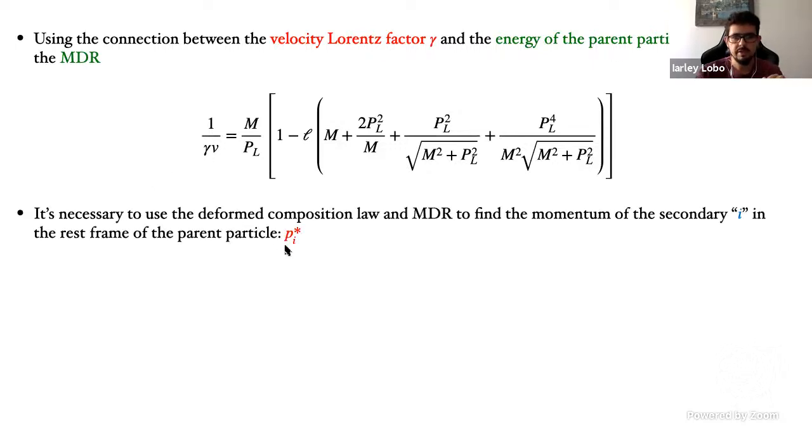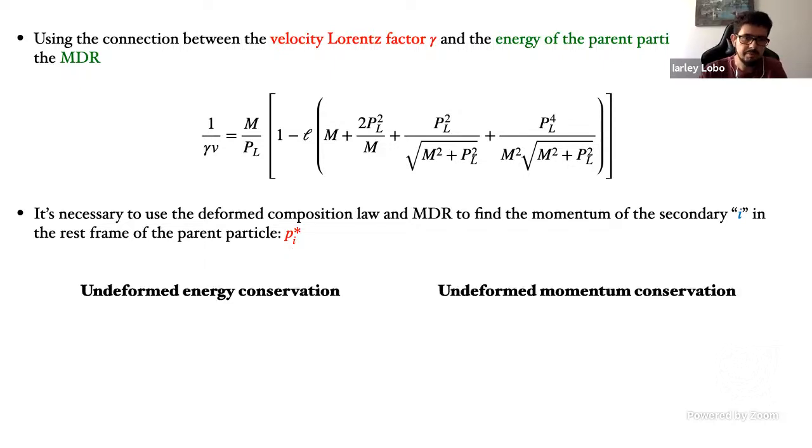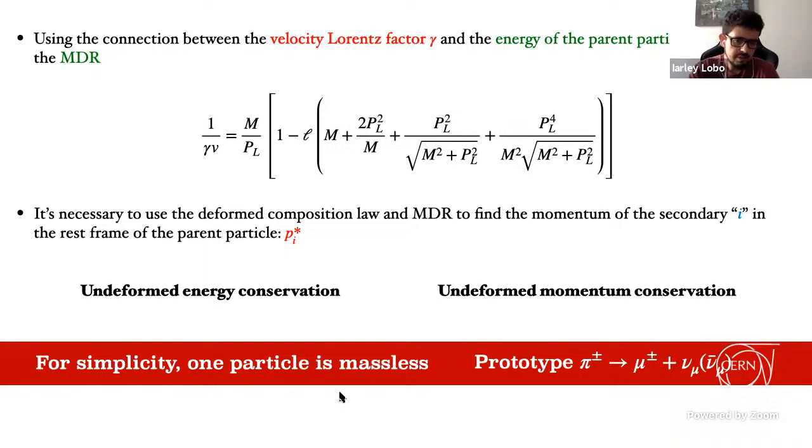Then one needs to find the momentum of each of the secondary particles in the rest frame of the parent particle. So one uses the modified composition law to derive some results. For instance, I'm going to show you the case of an undeformed energy conservation and an undeformed momentum conservation. For simplicity, I'm assuming one of the particles as massless. So as a prototype, I'm assuming the decay of the pion into a muon and a muon neutrino or anti-neutrino.